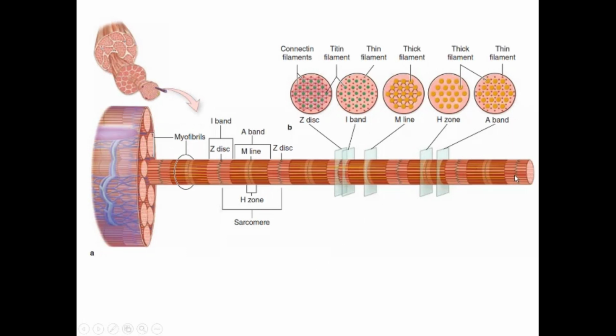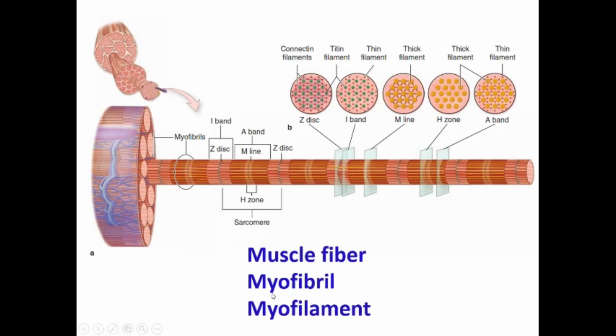By end-to-end repetition of the sarcomeres, we have myofibrils. For example, a sarcomere attached to another sarcomere, and continuation of these junctions makes myofibrils. Myofibrils fill the cytoplasm of the muscle fibers, and you can see they displace the nucleus against the cell membrane.